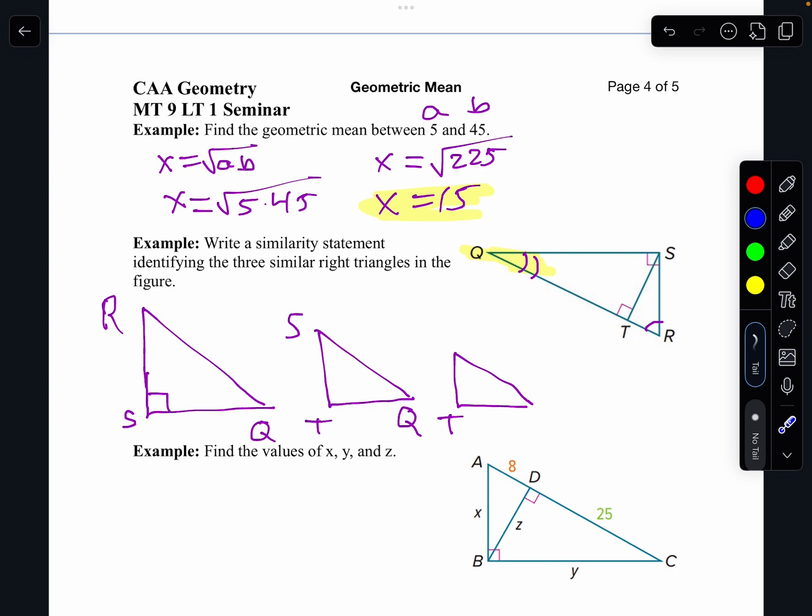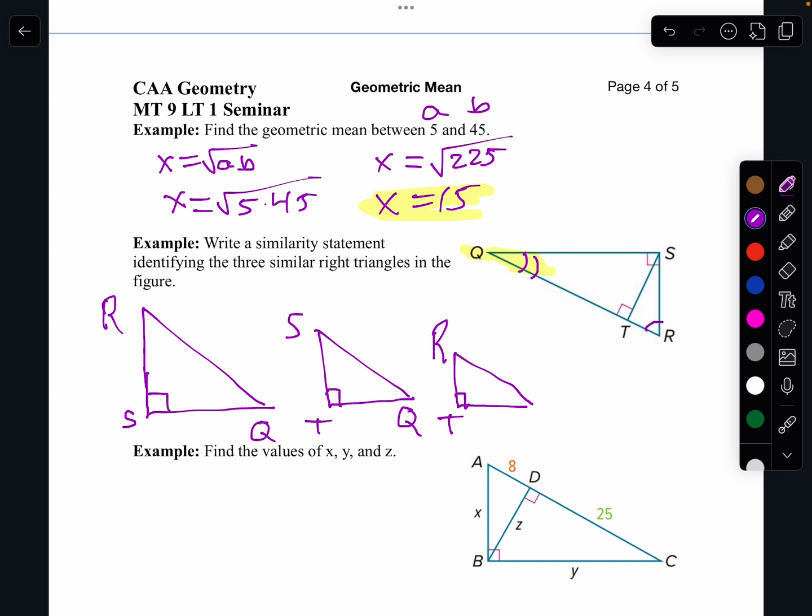Now, if I look at my smaller triangle, remember we said I should write in my right angles there. My right angle is T, and in this case, R is in the same spot, so I'll put R up top because it's got to be in the same spot it was in the big triangle. And then I've got T, R, and the one that isn't my right angle is S.